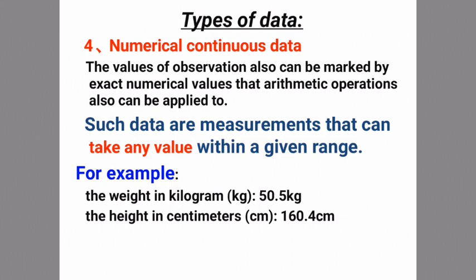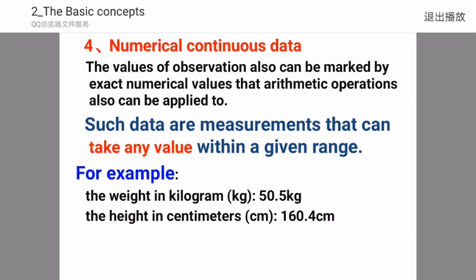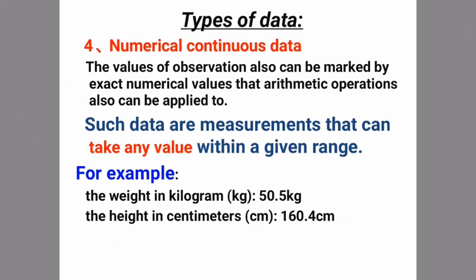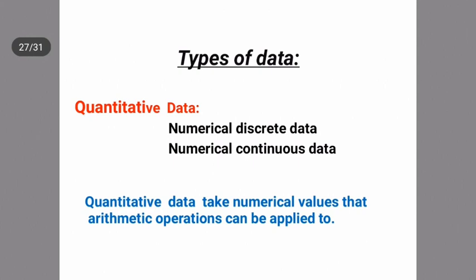It can take any value. It is allowed to take a value with decimals, so it is called continuous data. But for numerical discrete data, only integers. It is not allowed to take a decimal, so it is discrete data. But for continuous data, you can take any value. It is allowed to take a value with decimals.